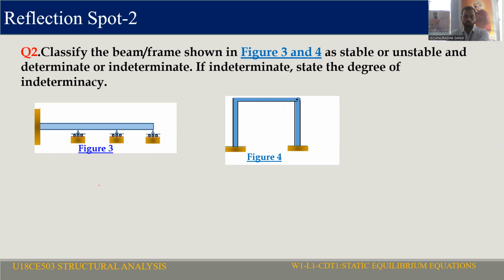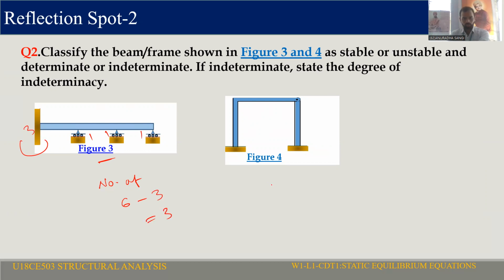First, identify the number of unknowns. For figure 3, number of unknowns: here we have 3, then 1, 1, 1, and it is 3. So total number of unknowns is 6. Static equilibrium equations are 3. So degree of indeterminacy is 3.